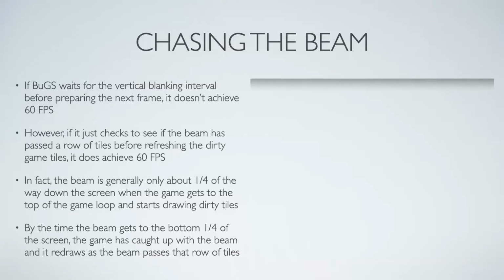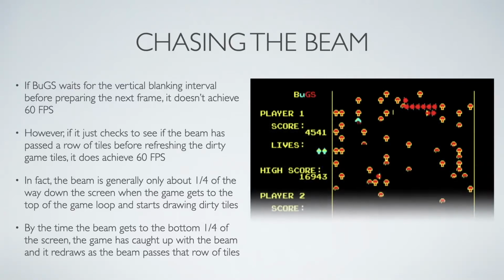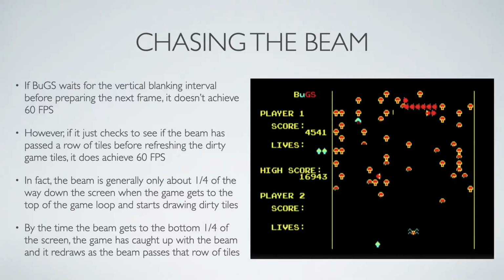So what really happens is that the game is updating the state of the BuGS from the previous iteration of the game loop when the beam starts drawing the current frame. By the time the bug updates are done and the game is ready to start drawing the next frame, the beam is generally a quarter of the way down the screen already, displaying the previous frame. So right away the game can redraw the dirty tiles on the top 1/4 of the screen to prepare that next frame. By the time the beam gets to about the bottom quarter of the screen, the game generally is caught up with the beam.